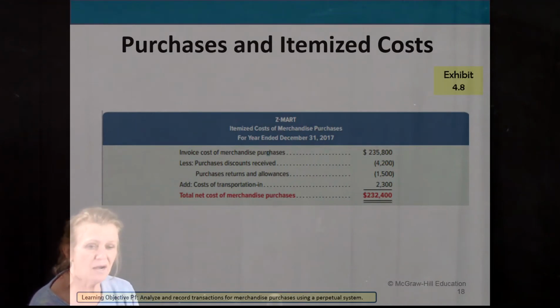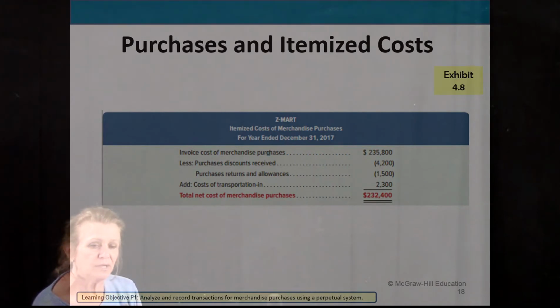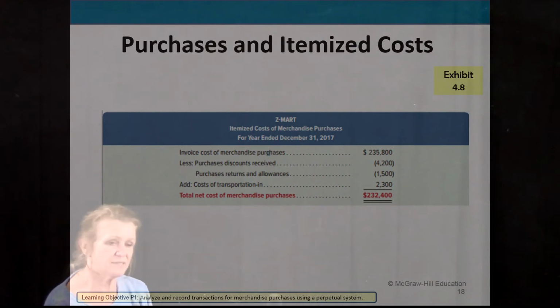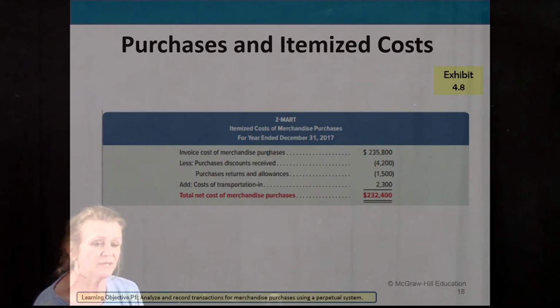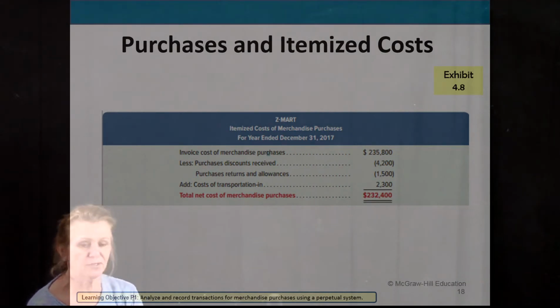So this is how your itemized cost of merchandise purchases looks. Your invoice cost of merchandise purchases is $235,800, less purchase discounts received, $4,200, less purchase returns and allowances, $1,500, plus the cost of transportation in, $2,300. So the total net cost of the merchandise purchases is $232,400.